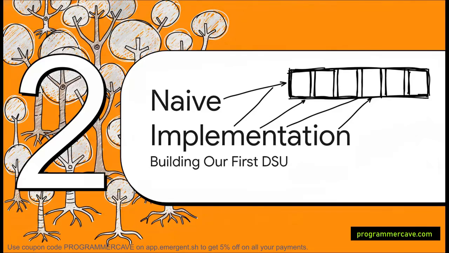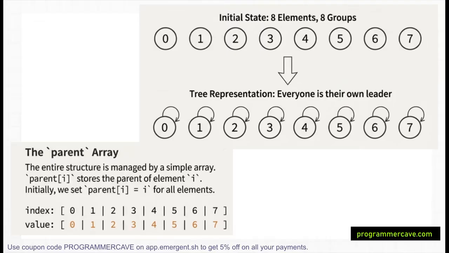Okay, so how does this actually work under the hood? Well, we can picture these groups as a collection of trees, what we call a forest. Each tree represents one set, and the very top of that tree, the root, is like the representative for that whole group. And believe it or not, we can build this whole thing with just a simple array. Yep, just one array. We'll call it parent. The logic is simple. The index, let's say i, is our element, and the value at that index, parent[i], tells you who its parent is.